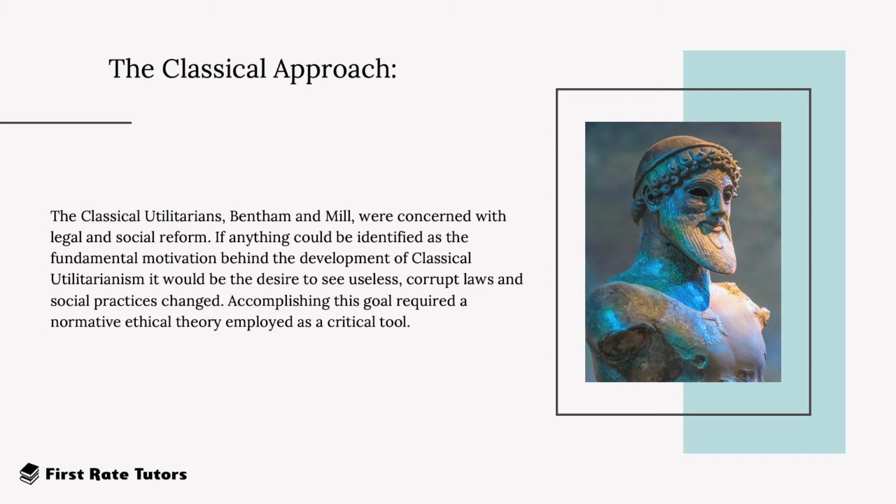Now onto the classical approach of utilitarianism. The classical utilitarians, Bentham and Mill, were concerned with legal and social reform. If anything could be identified as the fundamental motivation behind the development of classical utilitarianism, it would be the desire to see useless, corrupt laws and social practices changed. Accomplishing this goal required a normative ethical theory employed as a critical tool.